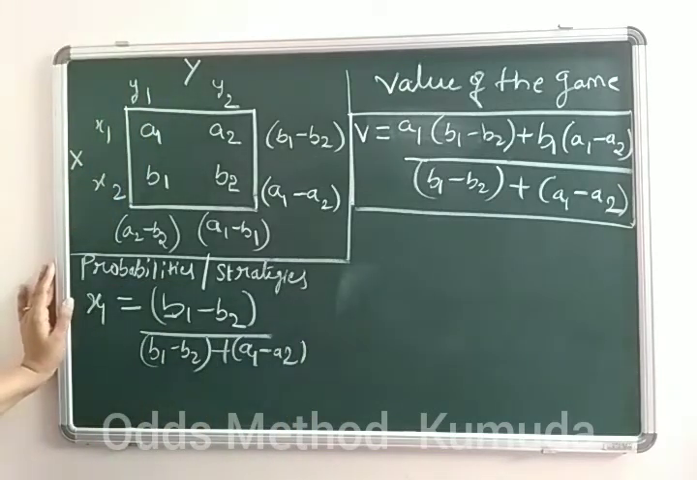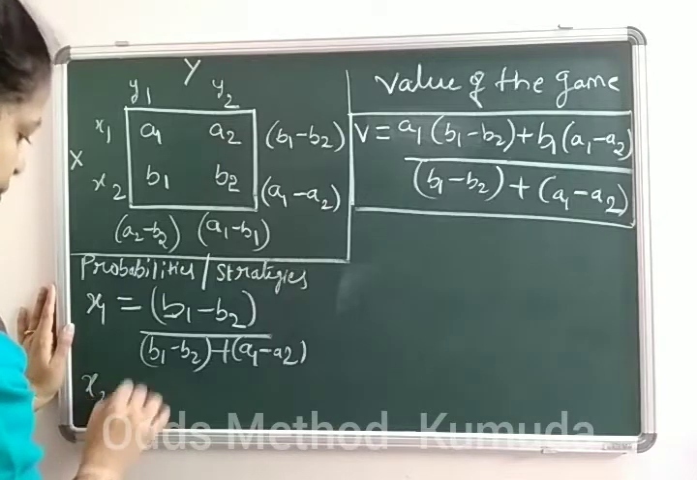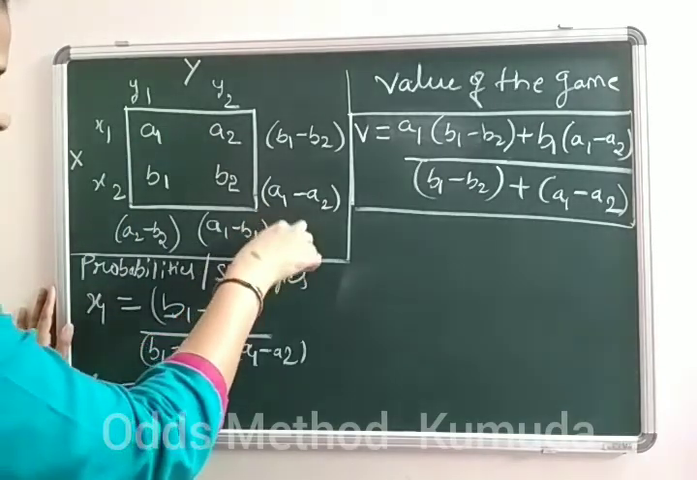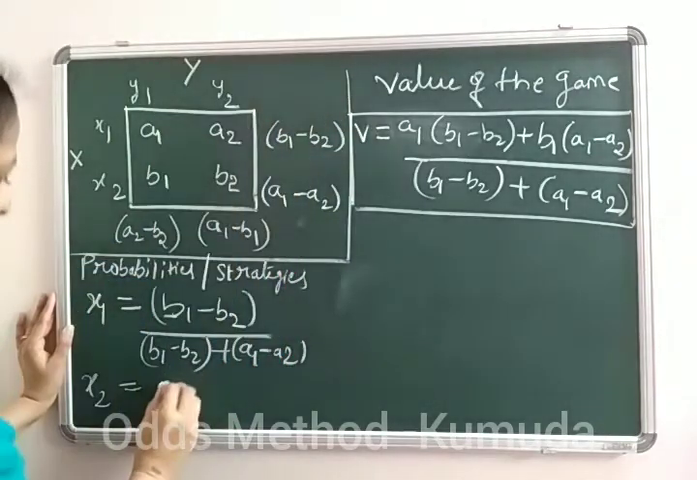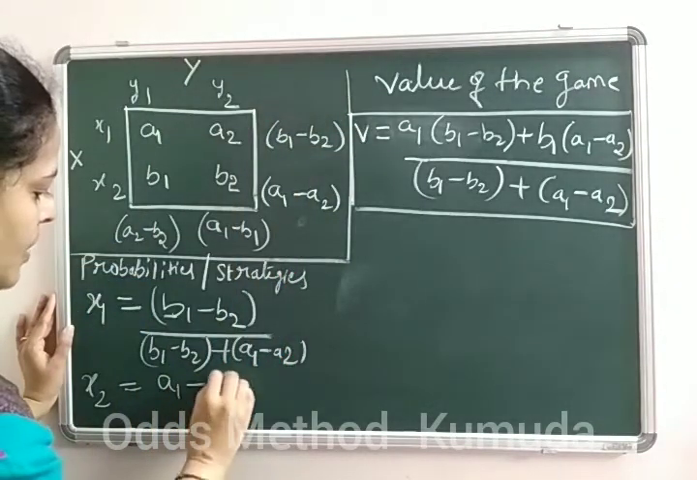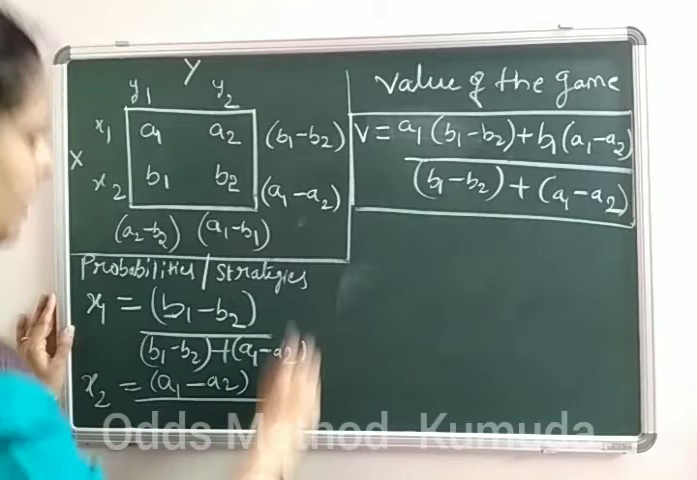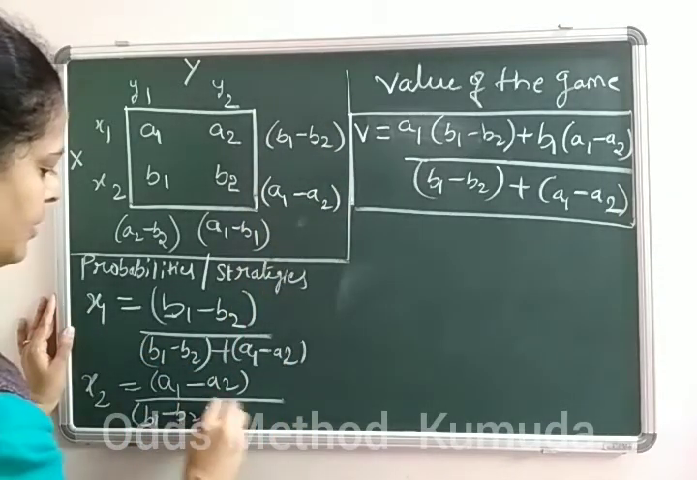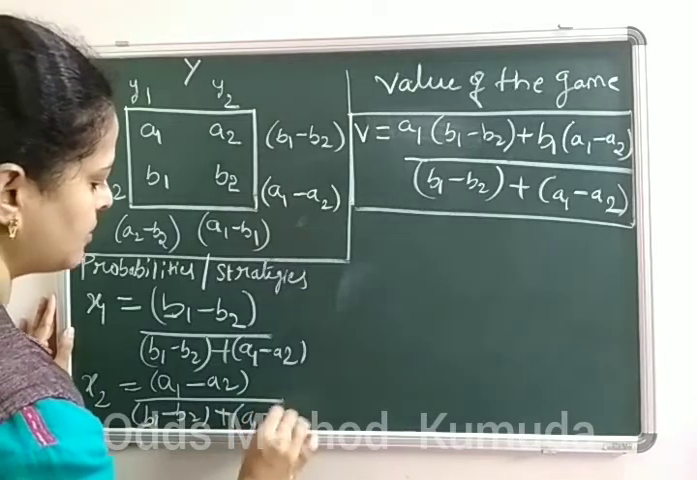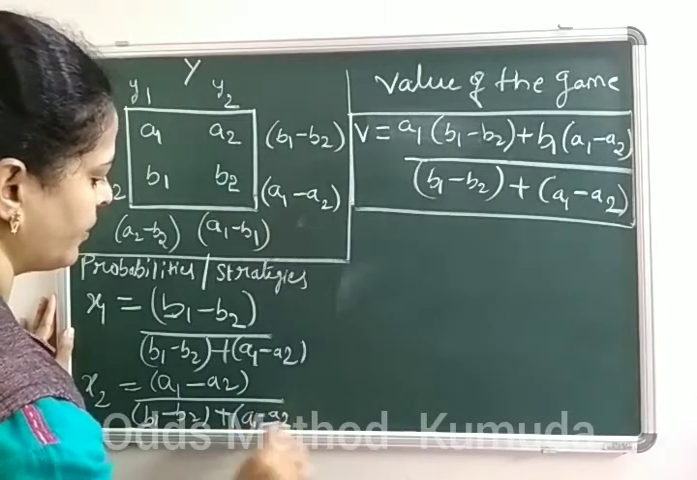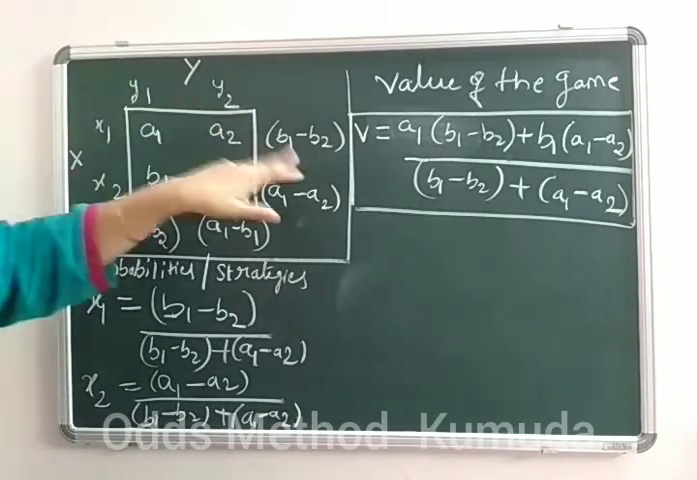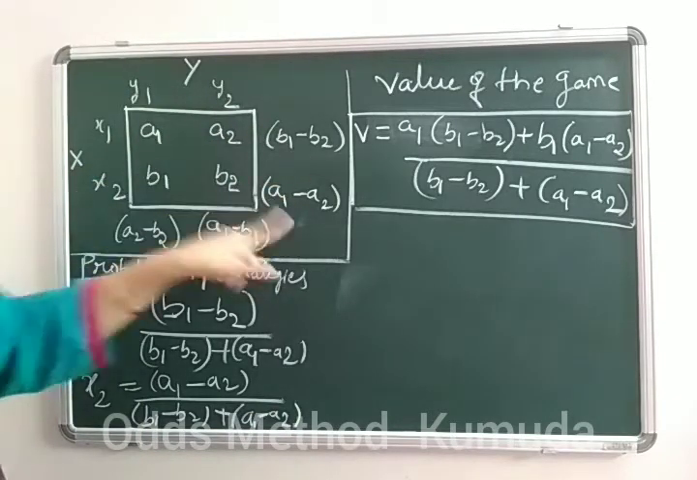Similarly, we are supposed to find the strategy for X2. For X2 the difference here is A1 minus A2, divided by the sum of the differences. So we get A1 minus A2 divided by the sum of B1 minus B2, the first difference, plus A1 minus A2. We can see here both the denominators are the same. For X1 find the respective value, and for X2 find the respective value.